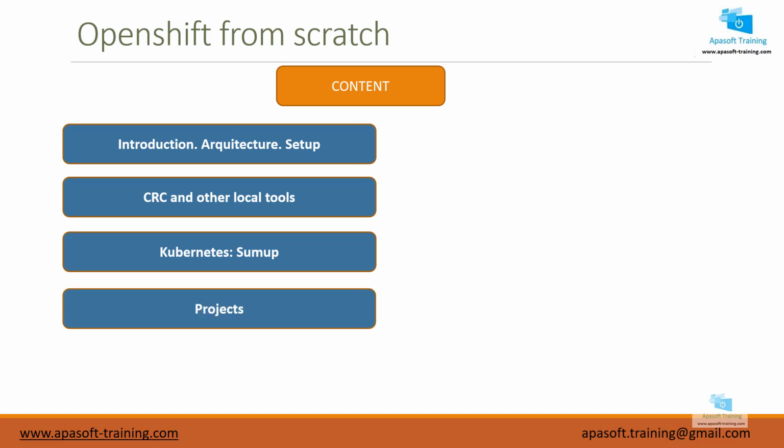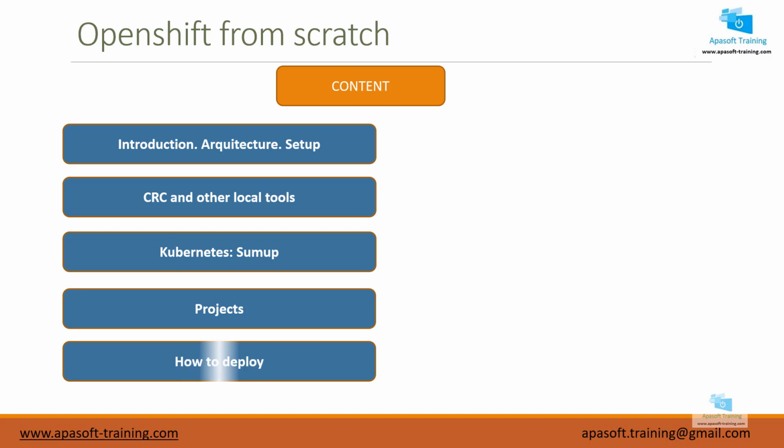So, the first we will do is a fast sum up of some of the components and how they work within Openshift, which is very similar to Kubernetes. We will also learn about projects, which are objects within Openshift, very similar to namespace for Kubernetes. We will then continue with the most important thing, that is the deployment of applications within Openshift.